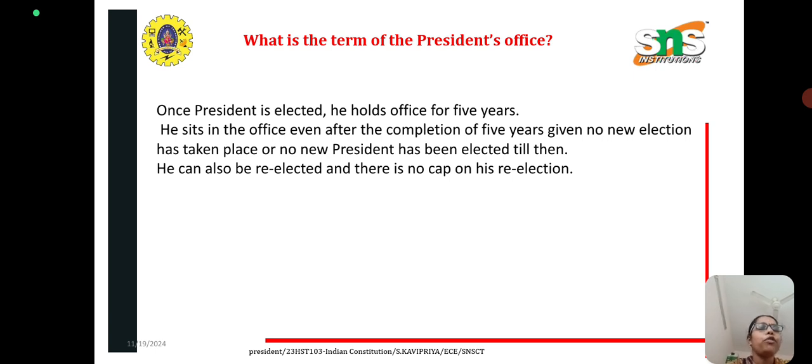What is the term of the president's office? Once a president is elected, he holds the office for 5 years. He sits in office even after the completion of 5 years, given no new election has taken place or a new president has not been elected till then. He also can be re-elected, and there is no cap on his re-election.